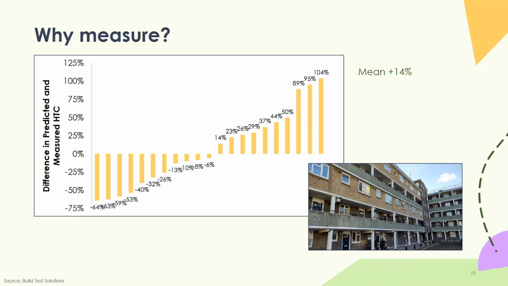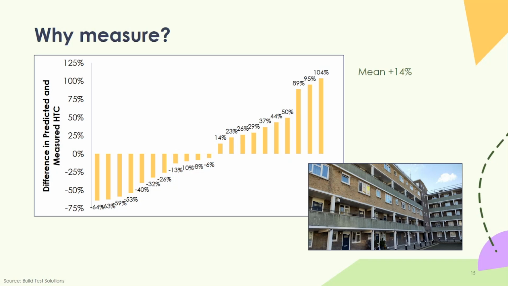And here's the same sort of thing, but this time a low-rise block of flats in central London. Again, you can see that whilst on average the EPC predictions aren't terrible, within 14%, you've got some much higher heat loss than the model would have you believe, and others that are much less.